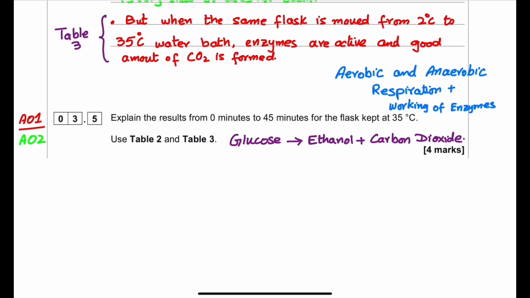3.5 is a combination of AO1 and AO2 questions. Explain the results from 0 minutes to 45 minutes of the flask kept at 35 degrees. Use table number 2 and table number 3.